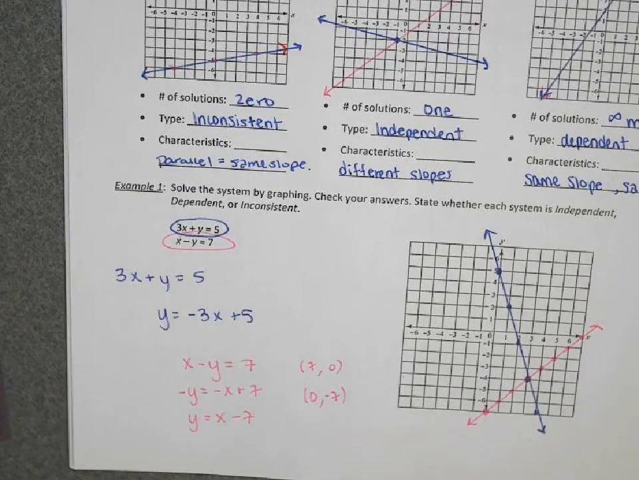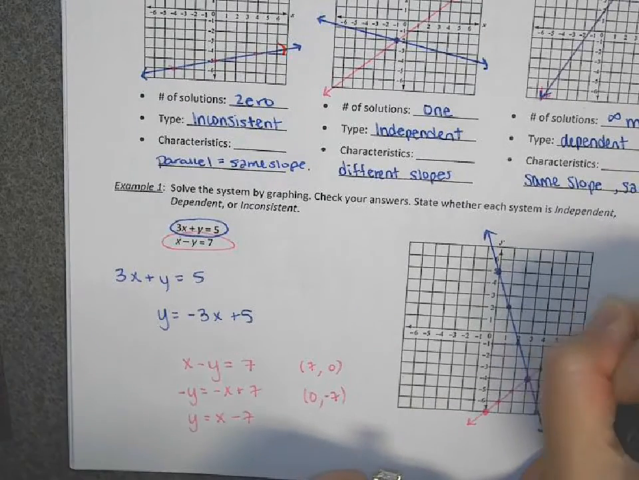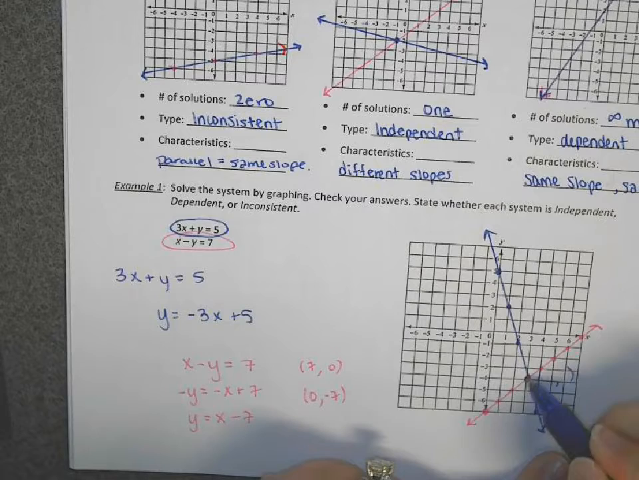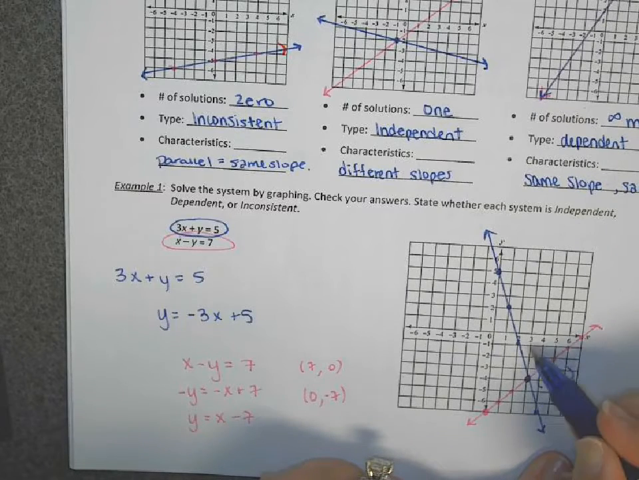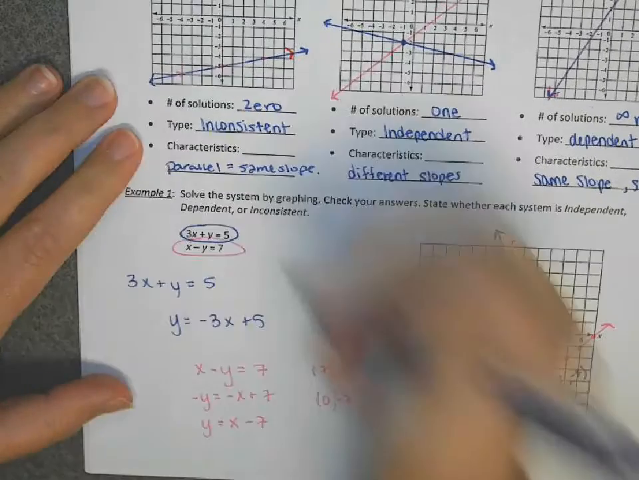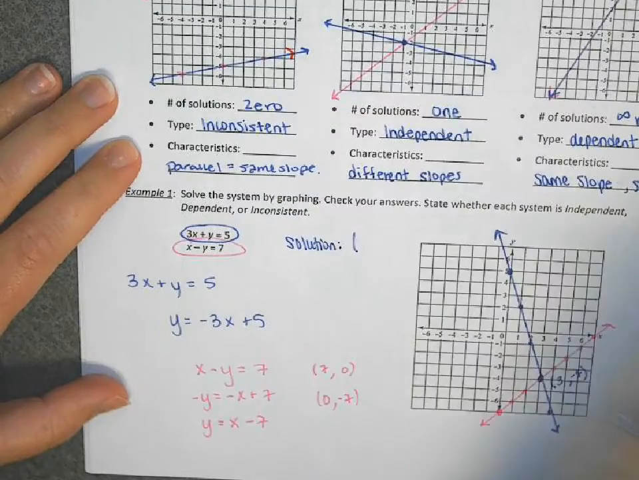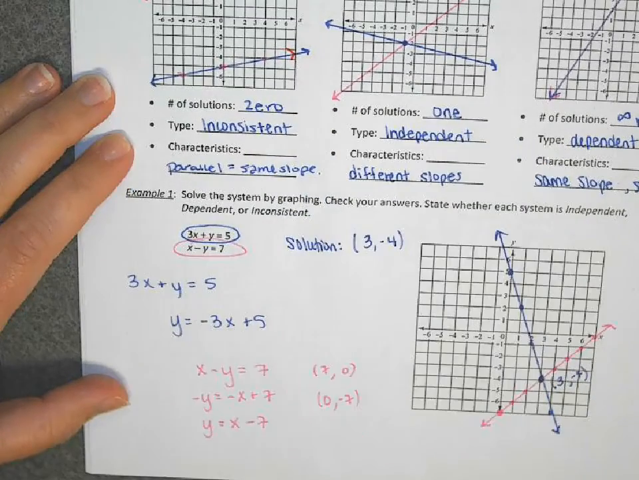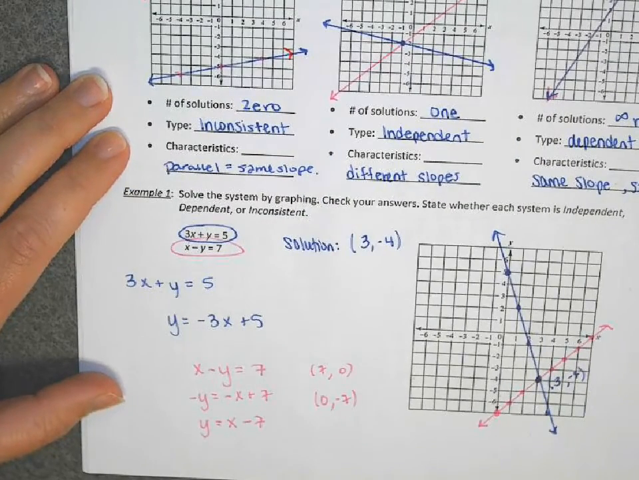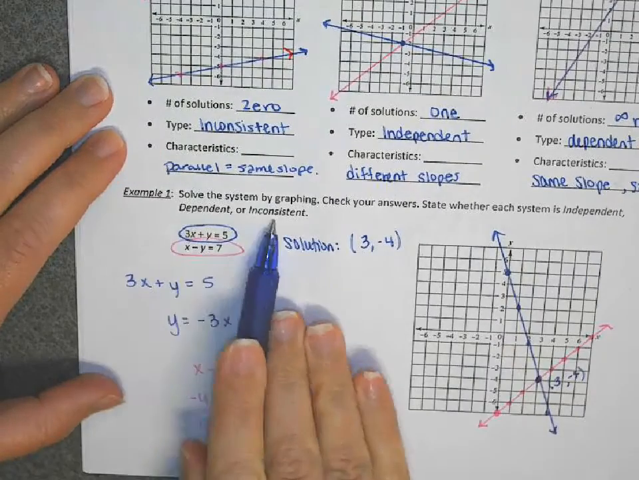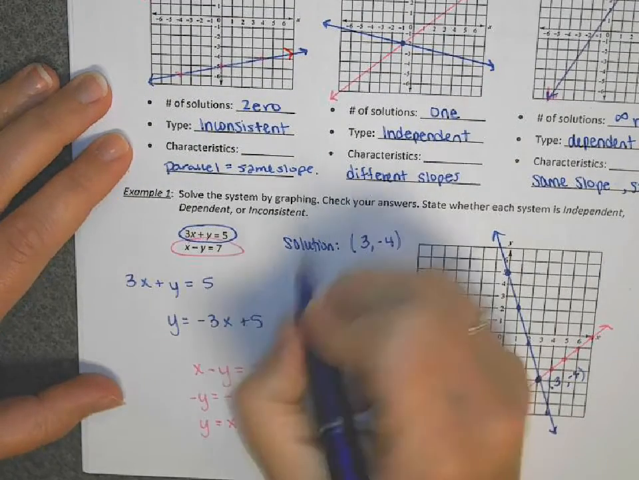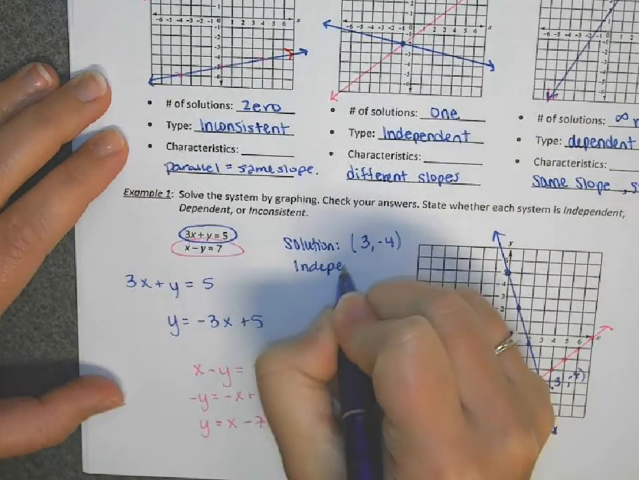And where's the intersection now? What is this point right here where they intersect? What's the x coordinate and then what's the y coordinate? 3 comma negative 4. So your solution here is 3 comma negative 4. Okay? And then what type is this? Is this independent, dependent, or inconsistent? Independent. So we have to make sure we specify that as well.